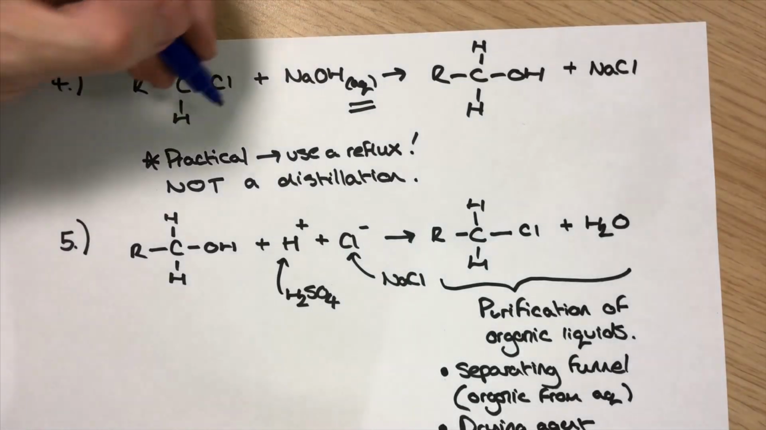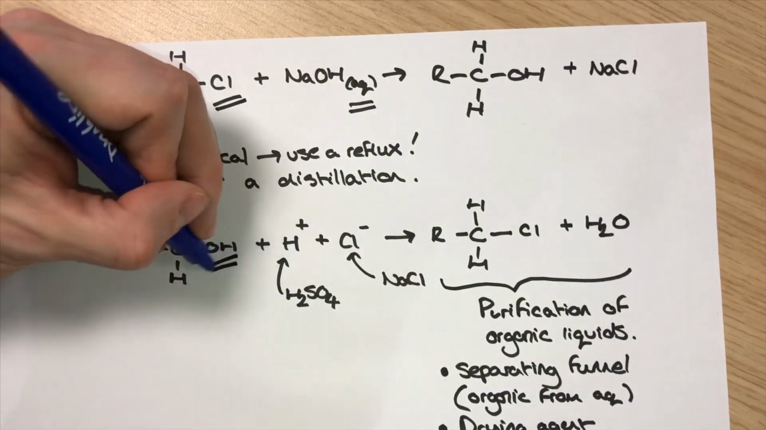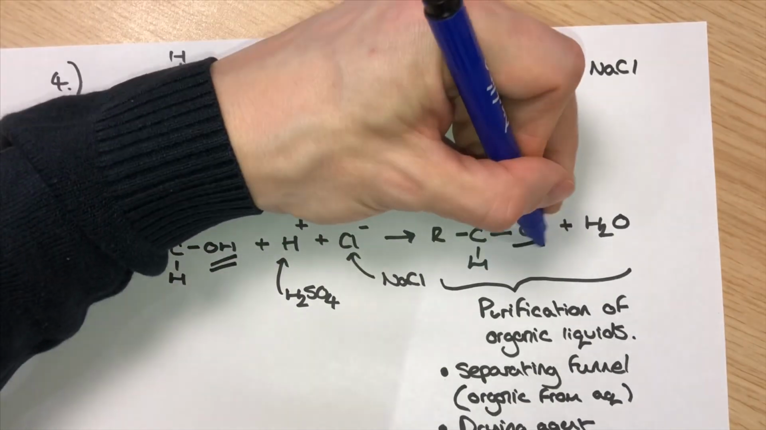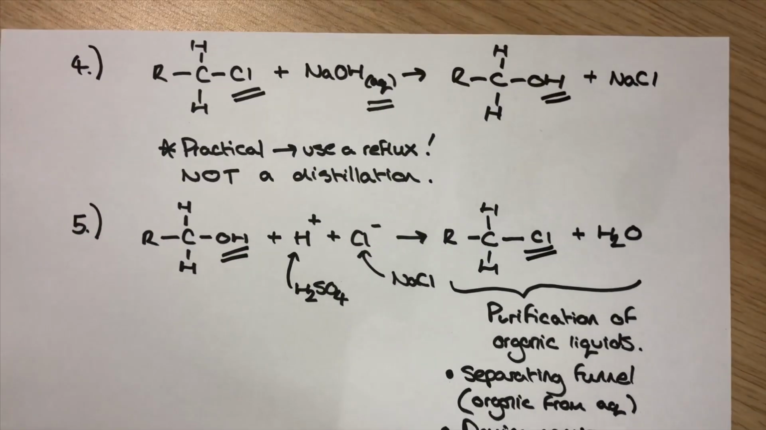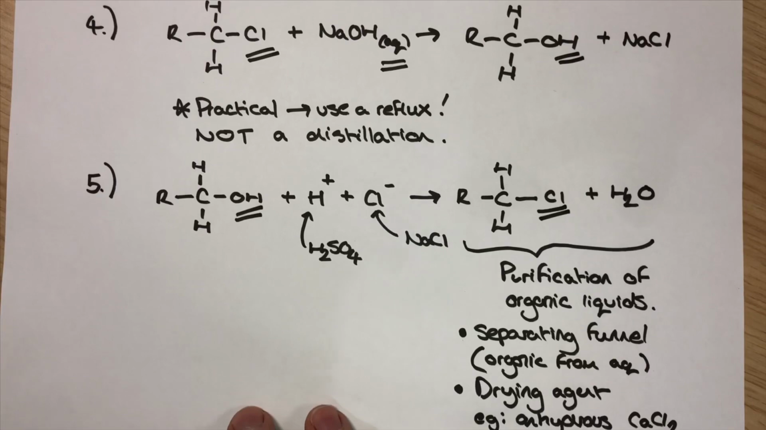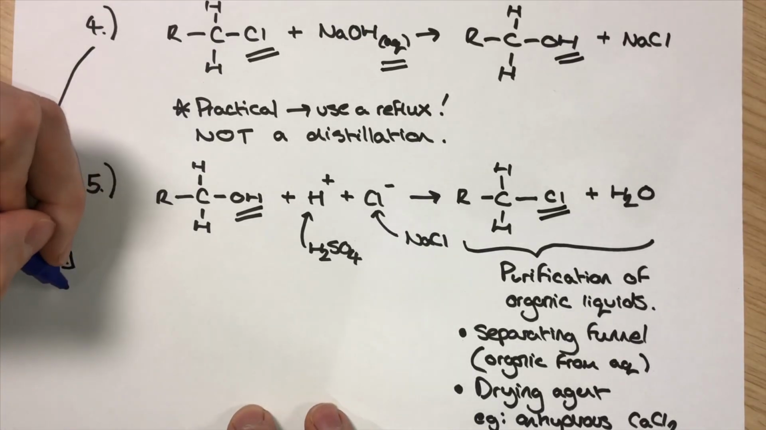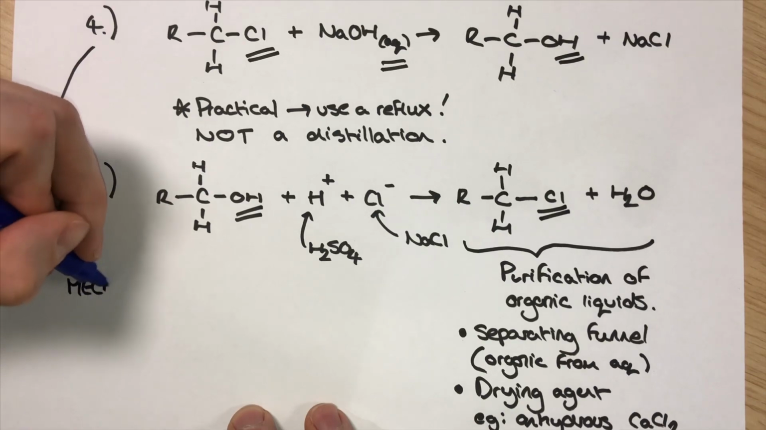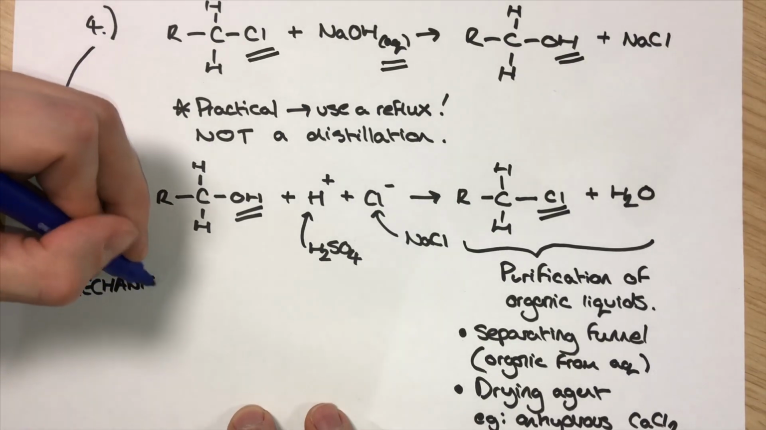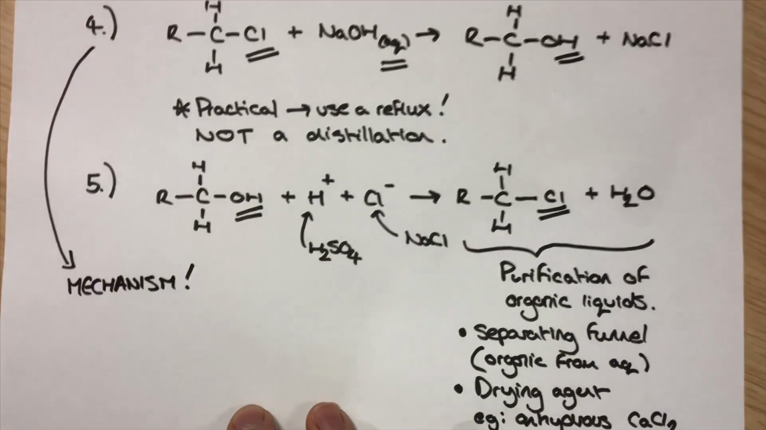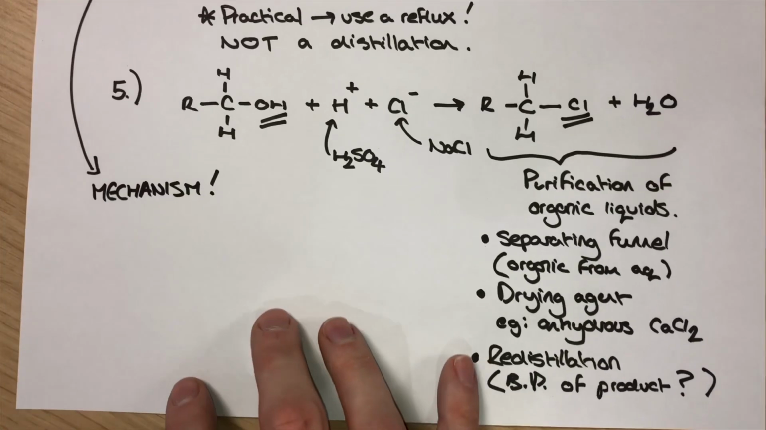Just before we move on, I do want to emphasize here, look at what groups we've changed. So we are going back and forth here between our halogen and our OH being on the molecule. So this is a good set of reactions to revise together. Also, reaction 4 is the only one out of these two that actually carries with it a mechanism. The mechanism is nucleophilic substitution.